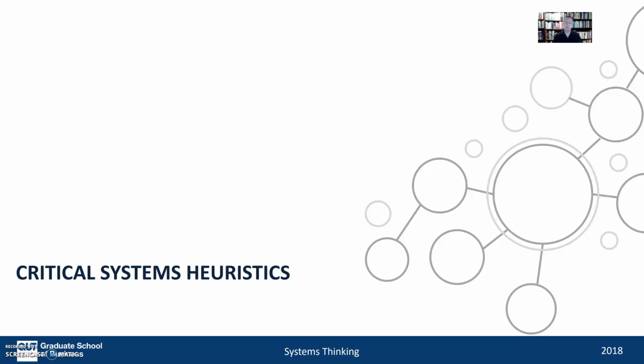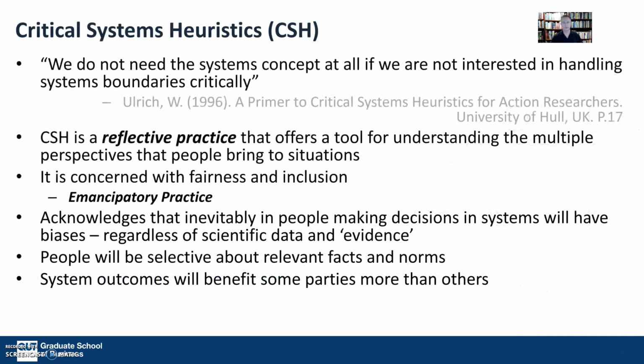Now that we've done an overview of critical systems heuristics in terms of its key principle, namely that of the boundary critique, we've talked a little bit about Werner Ulrich, and we've also talked a little bit about his inspiration in West Churchman. Let's dig into a little bit more detail about the nature of critical systems heuristics itself.